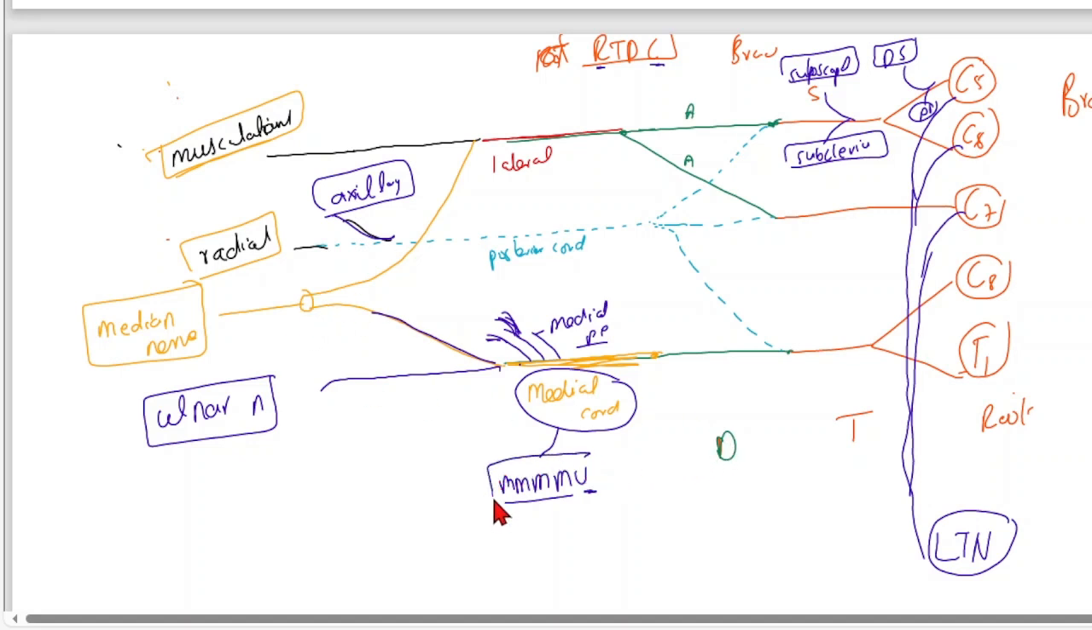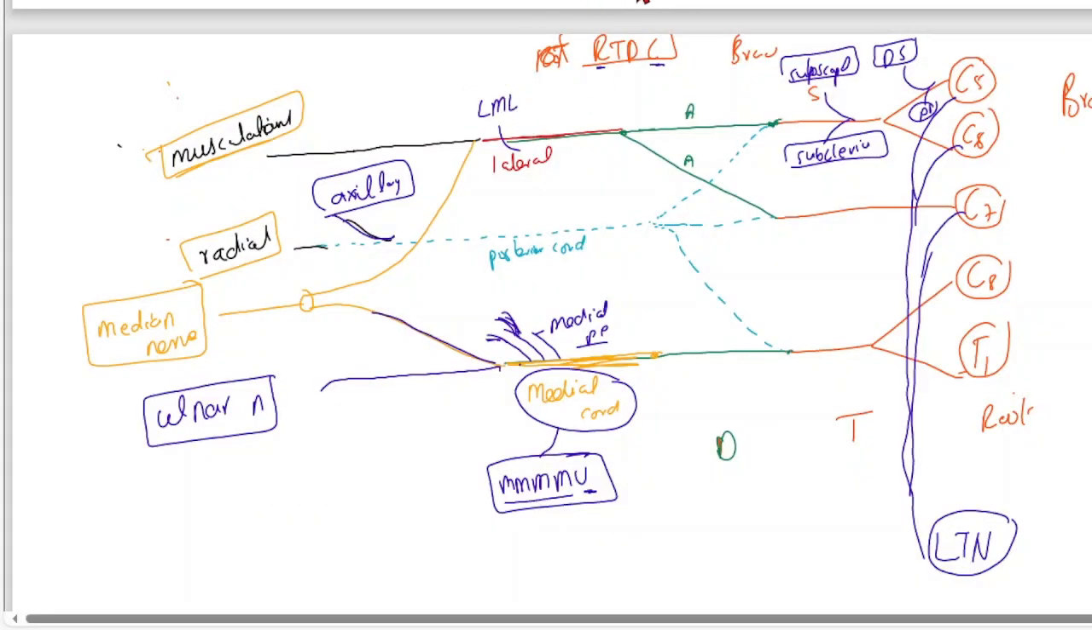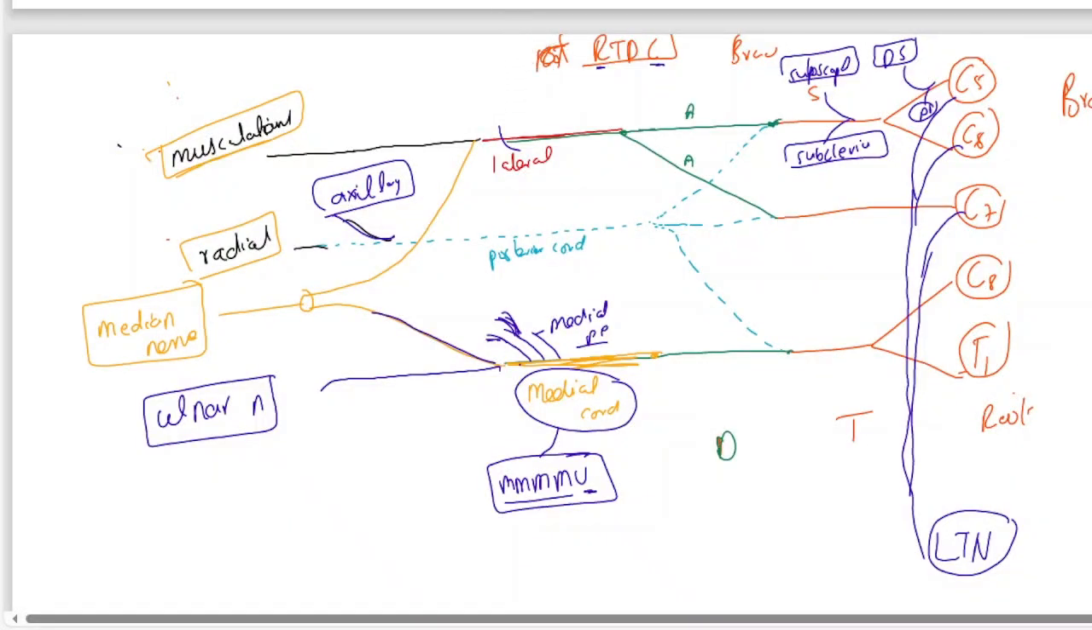So this mnemonic you can write with the medial cord. And with the lateral cord you have to remember this: L M L. Okay. And what does this mean? Let's write it: L M L.